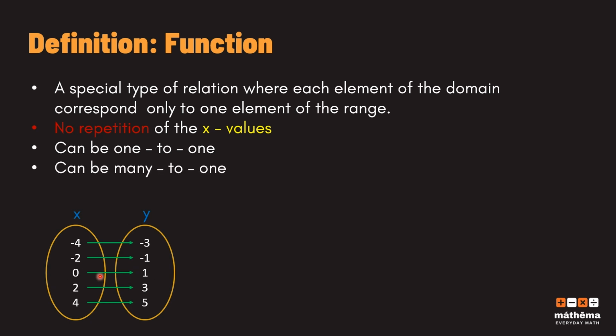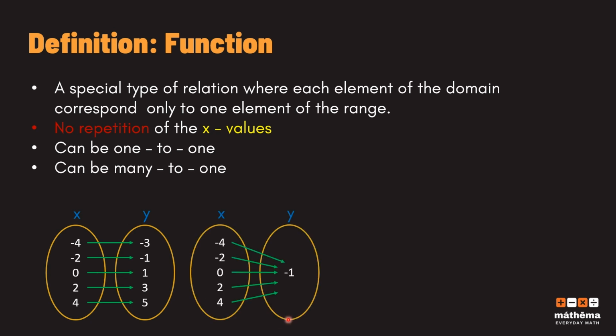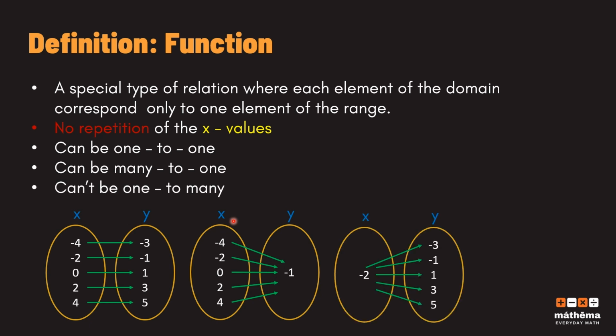Functions can also be many-to-one, meaning you can use different values of x for a single value of y. In this example, negative 4, negative 2, 0, 2, and 4 are paired to a single y value, which is negative 1. Again, this is an example of a many-to-one relationship. As you can see here, there is no repetition of the x values. So a function can be one-to-one or many-to-one, but it cannot be one-to-many.